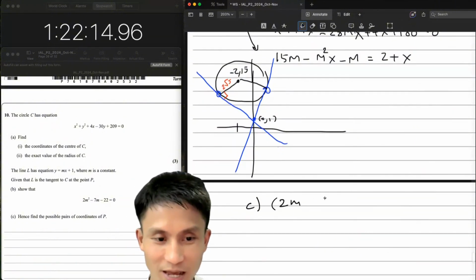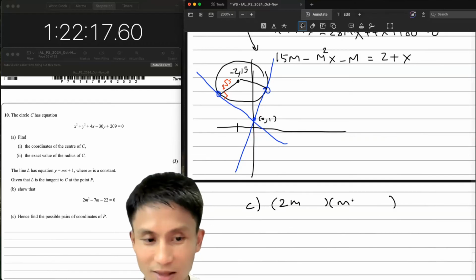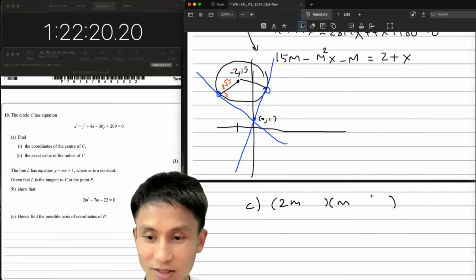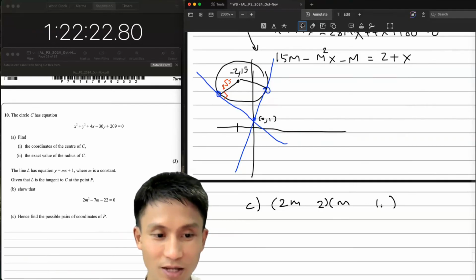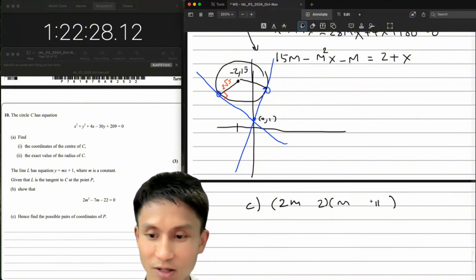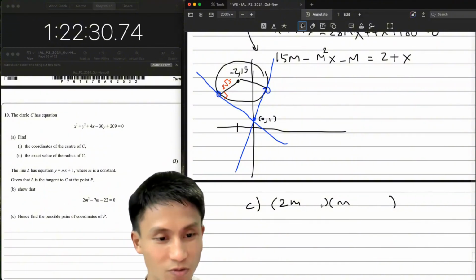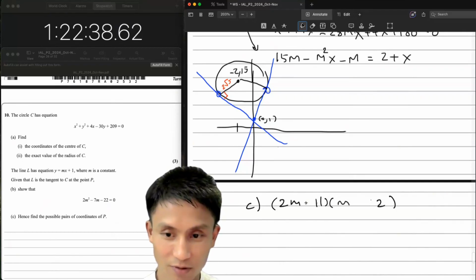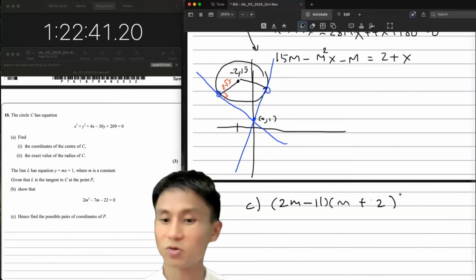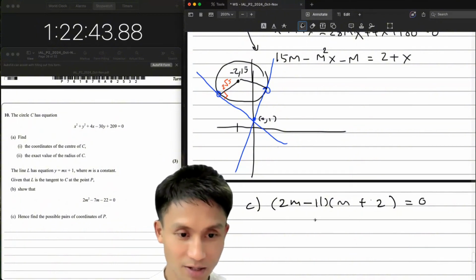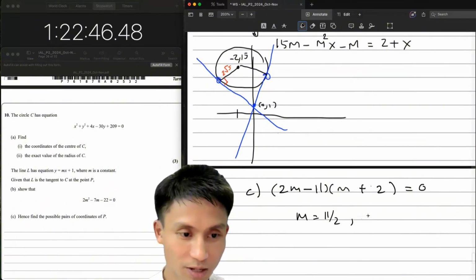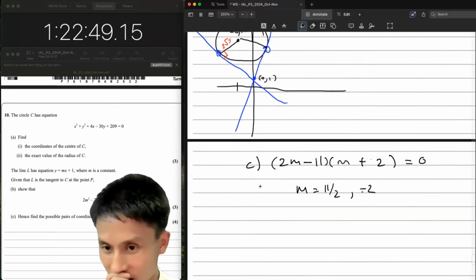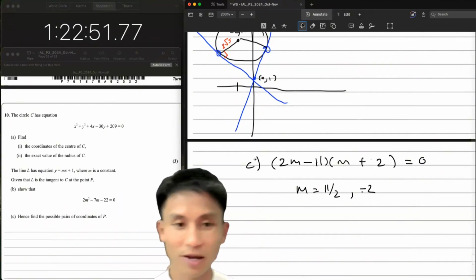I'm just going to factorize the m there from the previous part. And then is that 2 and 11? Yeah, 2 and 11 works. 2 here, 11 here. My bad. So it's going to be 11 here, minus and plus here for the 2. So that's why I get a minus 7 there. So m is going to be 11 over 2 or minus 2. So those are the m values, and now find the possible pairs.